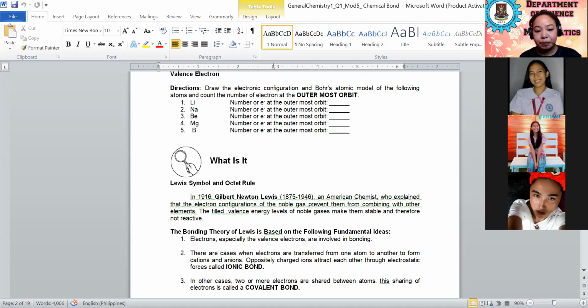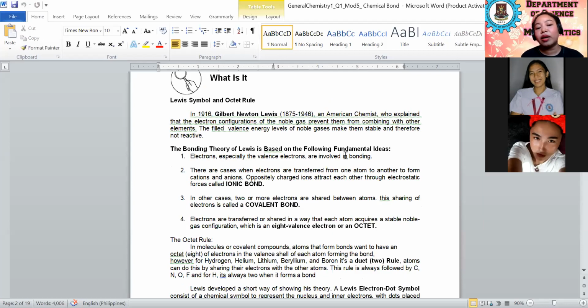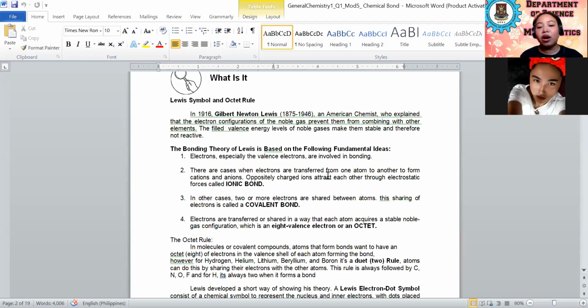So, we have the bonding theory of Lewis, which is based on the following fundamentals. Electrons, especially the valence electrons, are involved in bonding. So what is a valence electron? So, let's go back to our whiteboard.